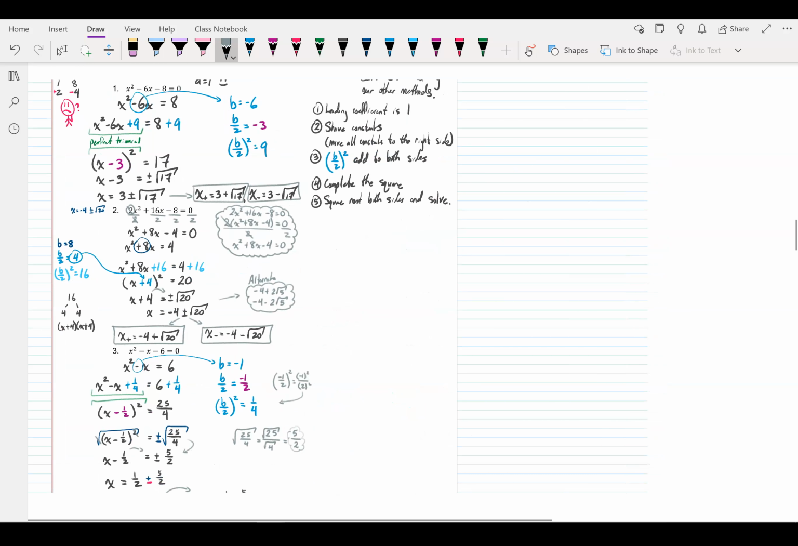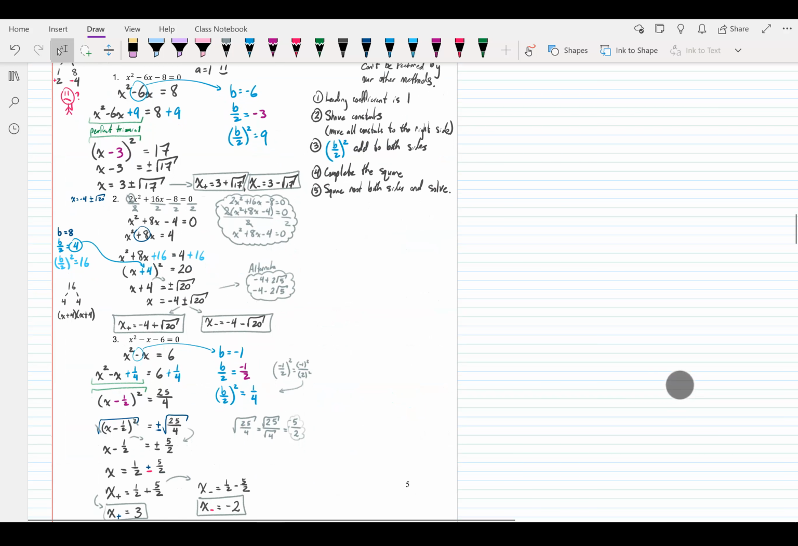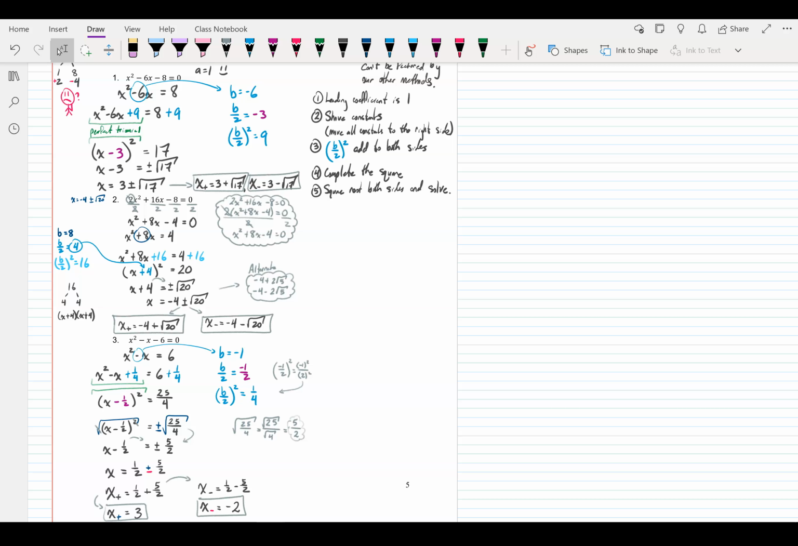We've done the same method 3 times in a row, whether you believe me or not. Okay, we followed the same 5-step process, making sure the leading coefficient is 1, shoving the constants to the other side, adding the middle term over 2 squared to both sides, completing the square using the factoring idea, and then square rooting both sides and solved. So it's a heavy class today. Don't worry if you feel overwhelmed.